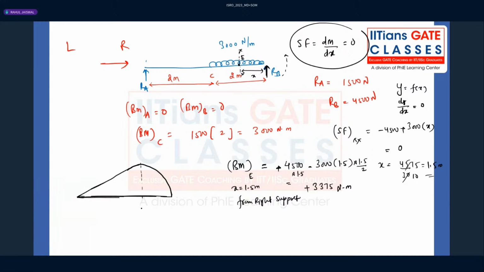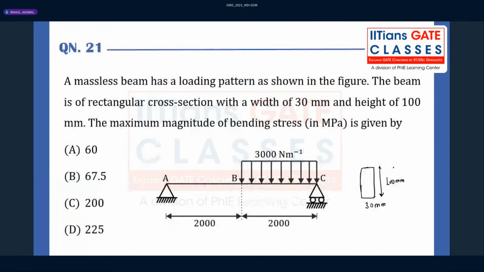Here you have maximum value 3375, but here you have the value 3000. So maximum value is 3375. So for a maximum bending stress, maximum bending moment needs to be considered. M into Y maximum by I, I about the neutral axis. So the maximum bending moment is 3375 into 1000. Y maximum will be here. That is 50 mm.